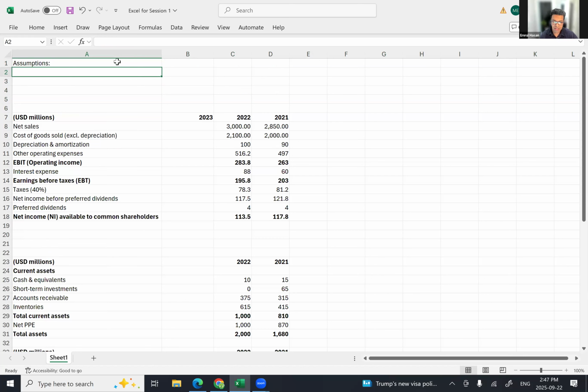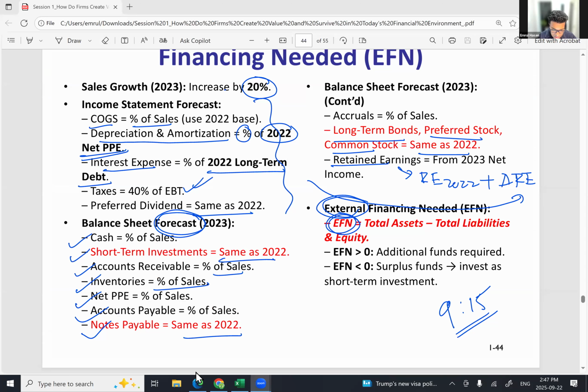Most of the time in EFN, most items of the income statement and balance sheet pretty much grow by sales unless otherwise stated. So let's see what kind of information we are given. Let me see if I'm sharing the right thing. Yes, I am sharing my screen.